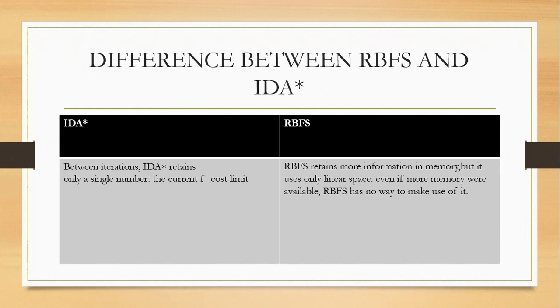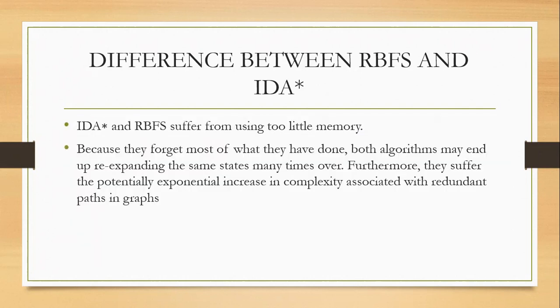Difference between RBFS and IDA star. IDA star means iterative deepening A star algorithm. Here, between the iterations, it retains only a single number, the current F cost limit. RBFS retains more information in memory, but it uses only linear space. Even if more memory were available, RBFS has no way to use it.